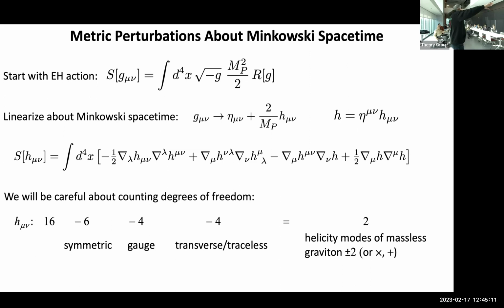So those would be the kinetic terms for the graviton. Now we're going to be careful about counting degrees of freedom. So you would think h mu nu would have 16 degrees of freedom, but then it's symmetric, so you subtract 6. There is gauge invariance, so subtract 4. It has to be transverse and traceless, so you lose another 4, and you can do the subtraction, and you end up with 2 degrees of freedom, the helicity modes of a massless graviton, plus or minus 2, for the cross and plus polarizations.